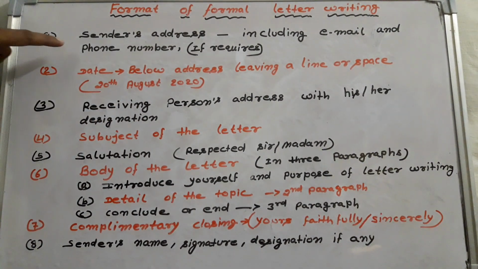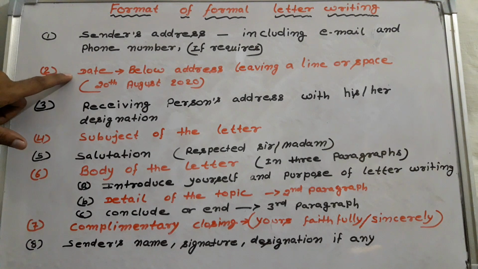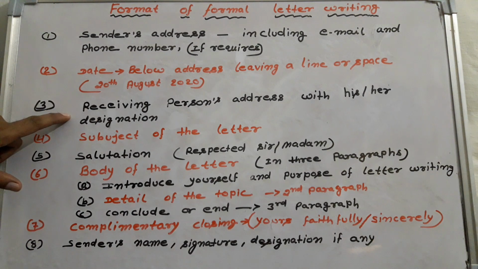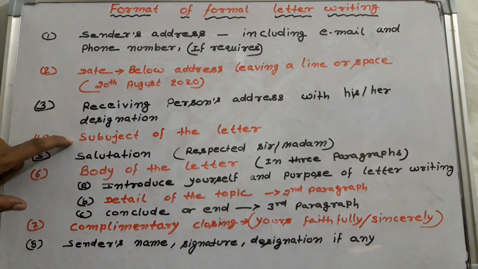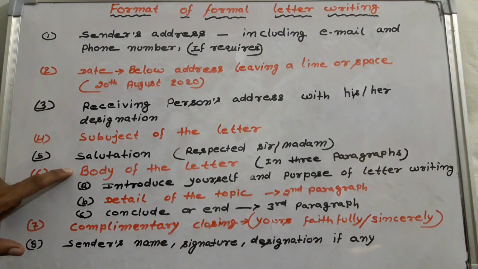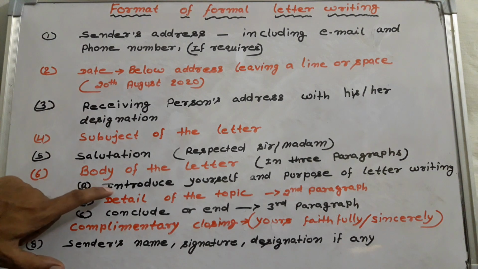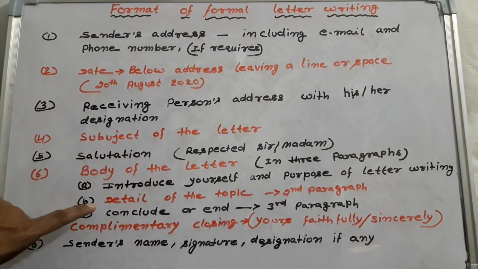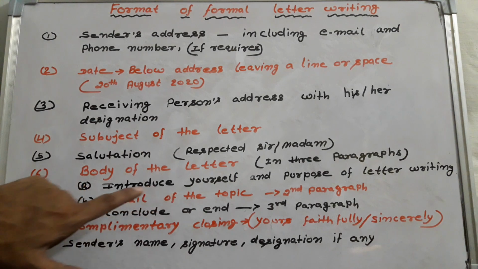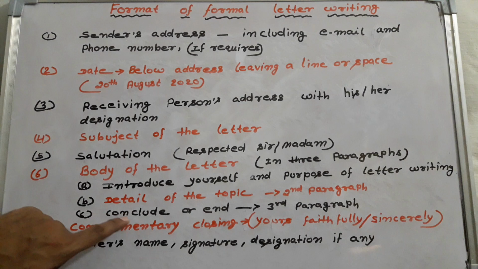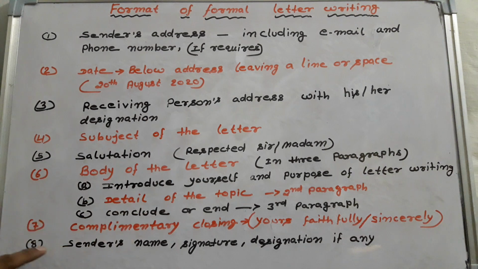Once again, this is the sender's address first, second part date, third part receiving person's address, fourth part subject of the letter, fifth part salutation, sixth part body, and the body is divided into three parts. Introduce yourself and the purpose of the letter, second paragraph detail of the topic, and third conclude or end. Seventh point is the complimentary closing such as yours faithfully, sincerely, and the eighth and last point is the sender's name, signature and designation if he or she is posing. So these are the points. Once again I repeated, and now I am going to erase it.